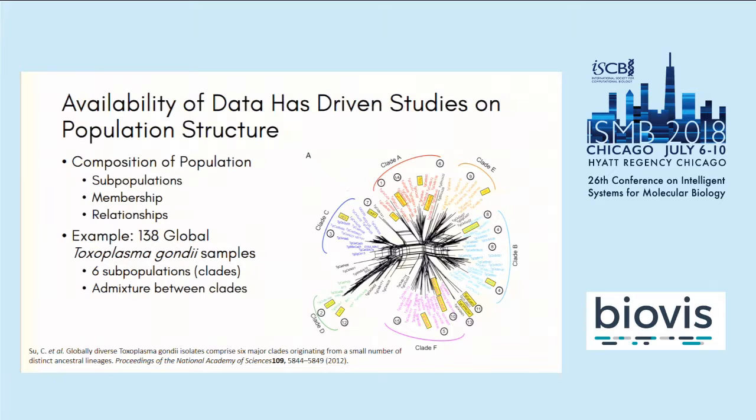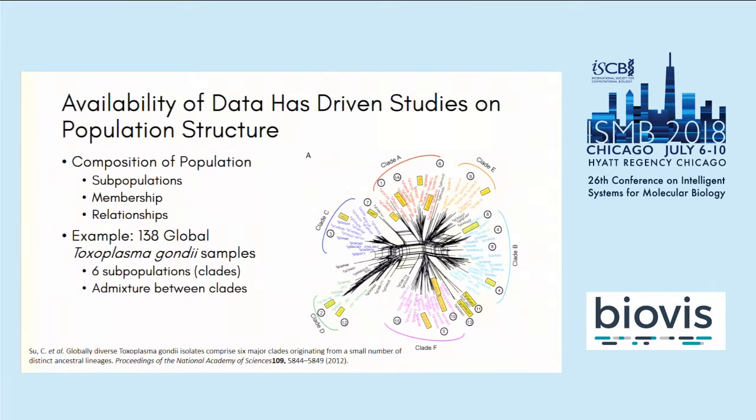is very crucial. Now, population structure refers to the composition of a population and can answer questions like how many subpopulations we have, which sample belongs to which subpopulation, and more importantly, whether any relationships exist between either the subpopulations or the individuals in your population.